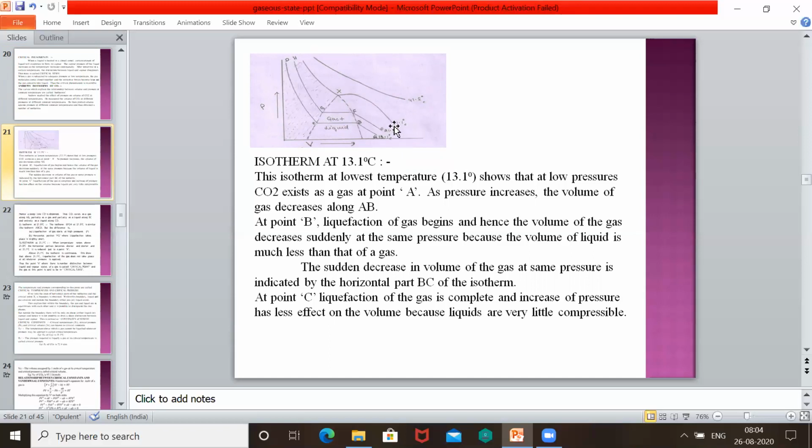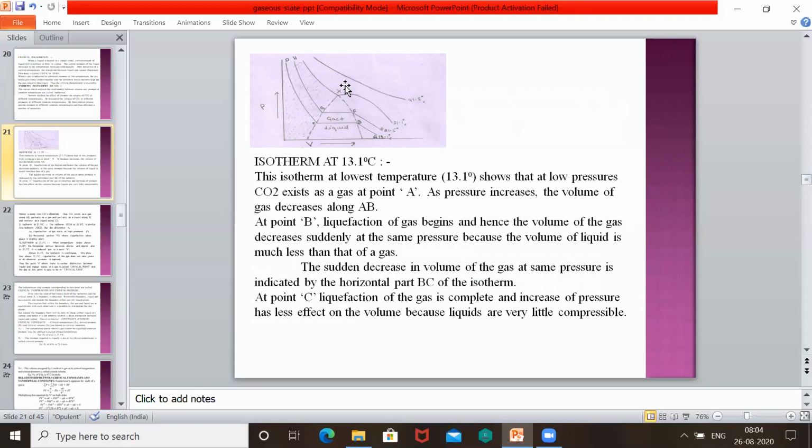At 31.1, he got this curve. X only is the point where liquefaction occurs, otherwise there is no point. Above that, there is no liquefaction. He got this curve at 41. So the state after this is called the critical state, and the temperature is called the critical temperature. The critical temperature of carbon dioxide is 31.1, and above that there is no liquefaction of gas.